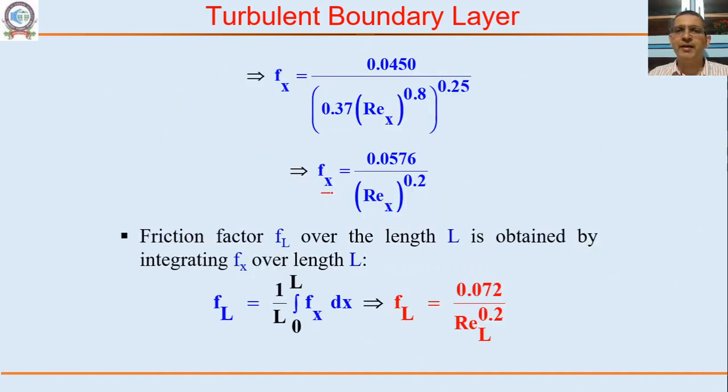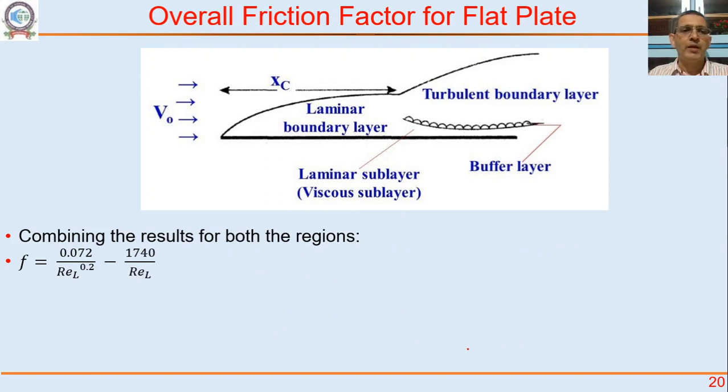Friction factor at any x, we can calculate, integrate that over L, and we can get friction factor as 0.072 Re_L raised to 0.2 divided by... Okay, combining. So if plate is more than 20 centimeters, this particular example for water, we said it's about 20 centimeters, flowing at 1 meter per second. This is V infinity. So if it is more than 20 centimeters, say it is 1 meter long plate.